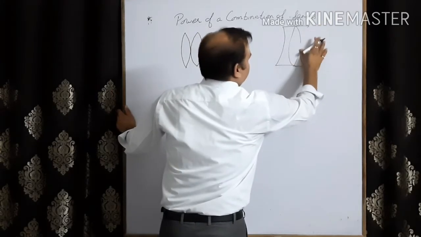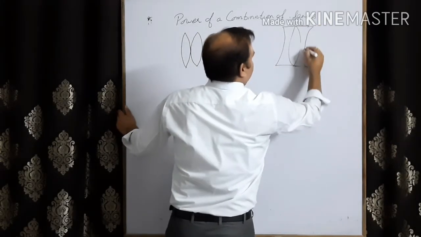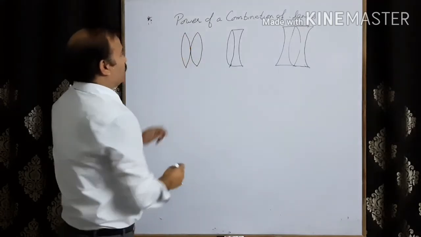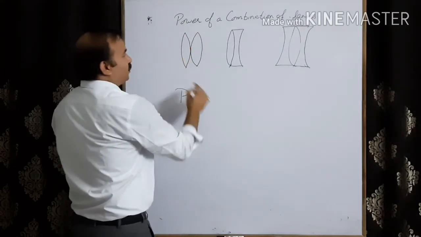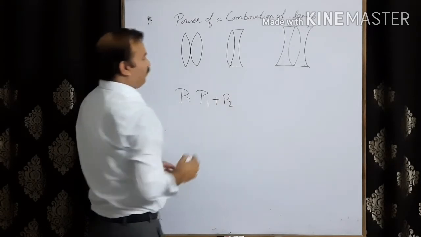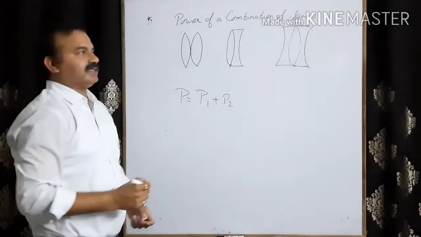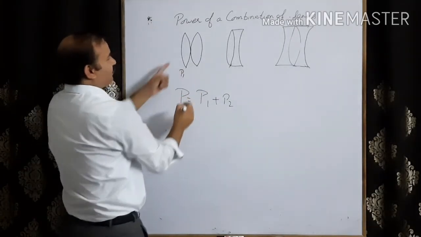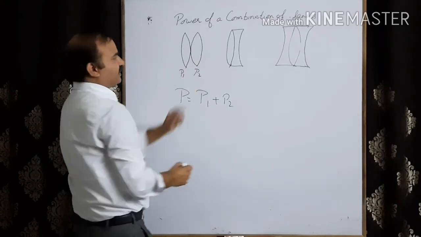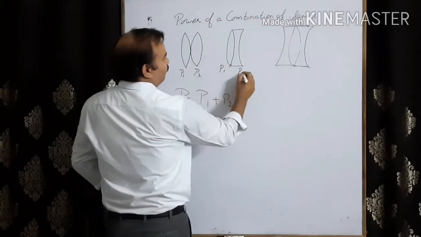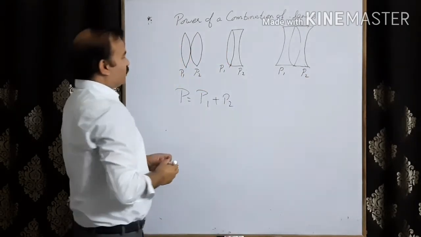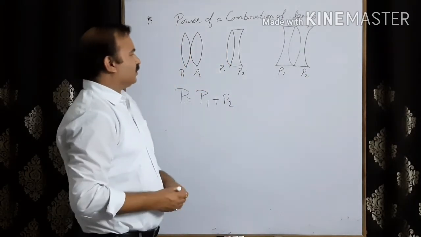We'll put a little bit of gap over here. So these are the two concave lenses, fine. So the total power is equal to the sum of the individual powers of the two lenses, fine. Suppose P1 is the power of this lens, P2 is the power of this lens. So whatever the power of the first and second lens, P1 and P2, this is the lens P1 and this is the lens P2, fine. So that is the algebraic sum of the powers.